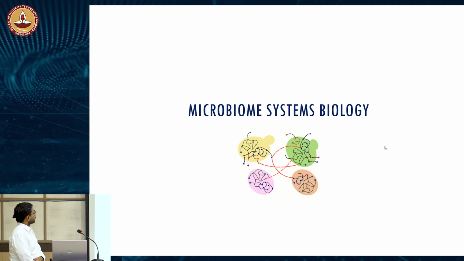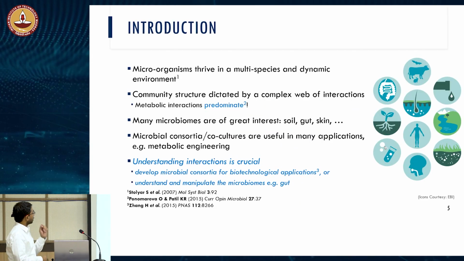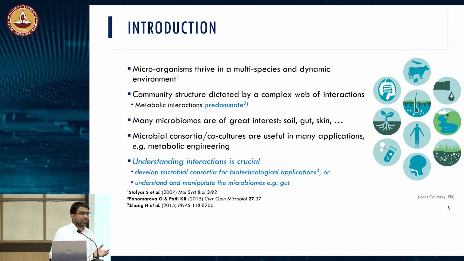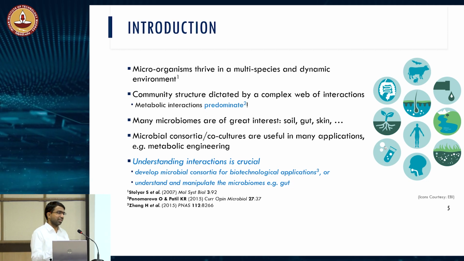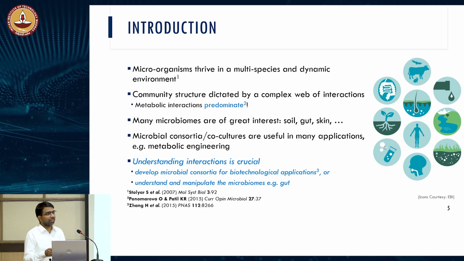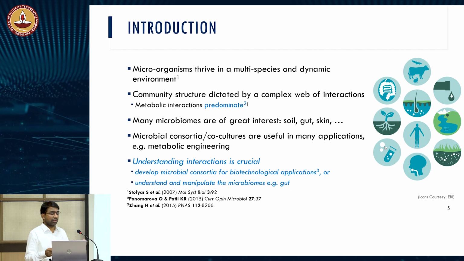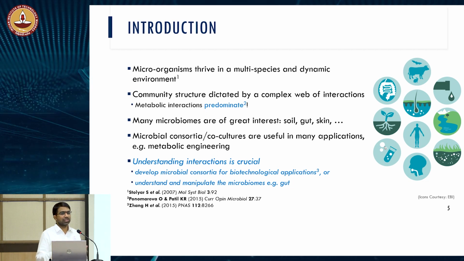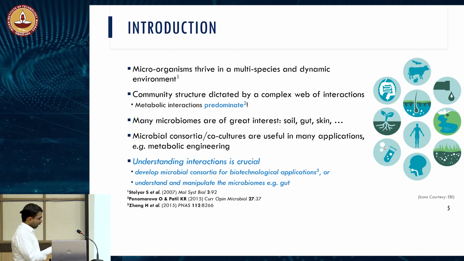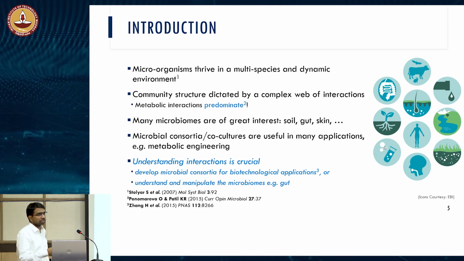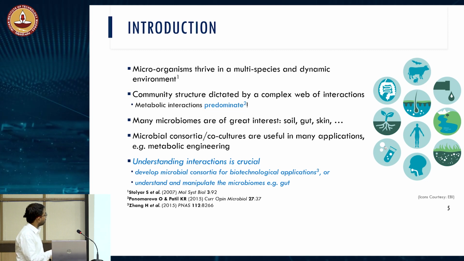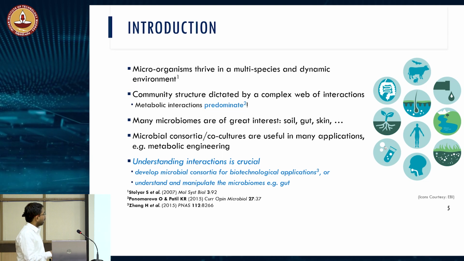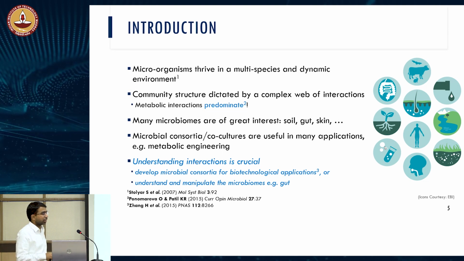So what is microbiome systems biology? Microbes thrive in a multi-species and dynamic environment. And so you find them everywhere, in places they are meant to be, places where we don't want them to be, and sometimes we want to eliminate them. But microbes, contrary to popular belief, are probably more helpful to humans than otherwise. They have a community structure that's dictated by a pretty complex web of interactions, where metabolic interactions typically predominate, which is why I'm going to use that lens to look at cells today.